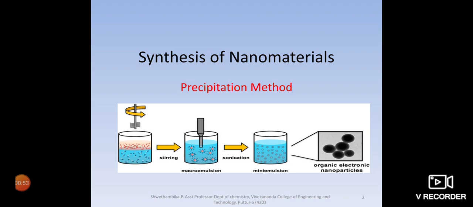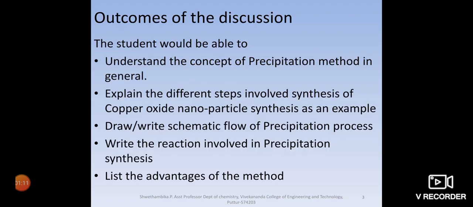Schematic flow in general is shown here, where the precipitation process is almost always governed by a stirring process, where first macro emulsion would be formed and then mini emulsion would be formed. That is, particles of small size must be obtained from the macro size one.